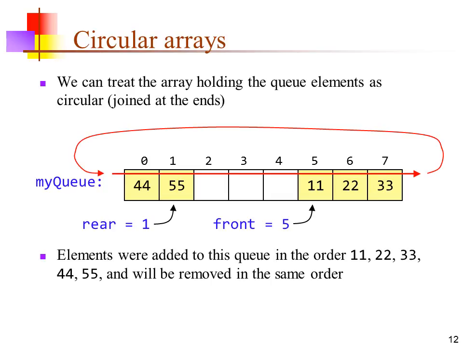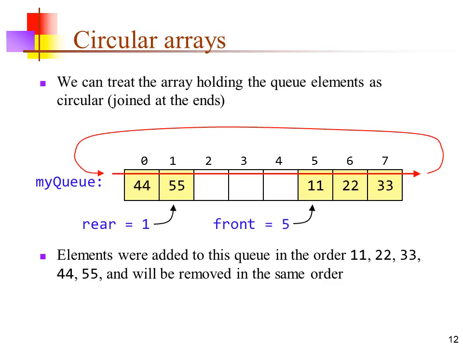Now coming to the next, the data structure queue that I discussed so far is the linear queue data structure. Now coming to another one, the circular queue data structure. We can treat the array holding the queue elements as circular. Then the data structure queue is called the circular queue.